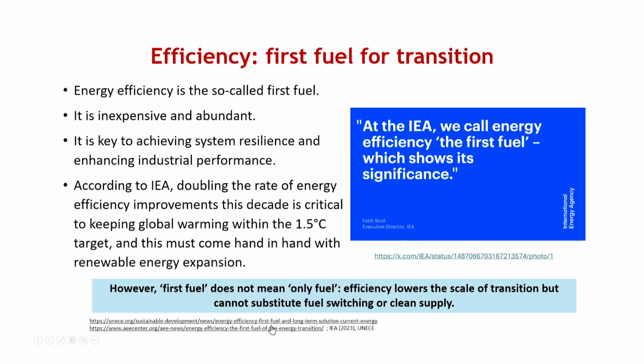So, let's continue to talk about efficiency. The IPCC and the IEA are also saying that it is the so-called first fuel. It is the first fuel because these units are already generated by us somewhere. We don't need to generate any more units. It is the cheapest and most abundant, because we have so many units flowing around us, and as soon as you start saving one unit, you have that unit available for something else. The IEA calls energy efficiency the first fuel, which shows its significance.